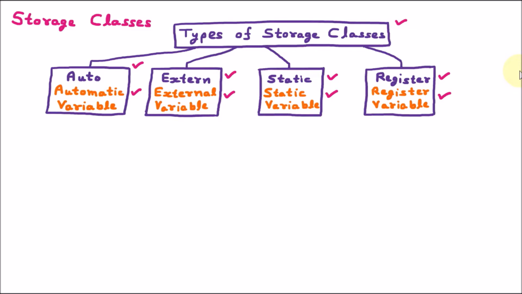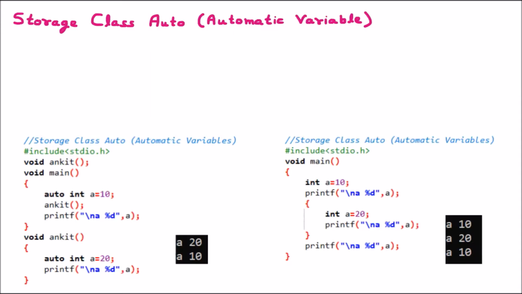So now we are discussing the first type of storage class, which is auto, or the automatic variable. If we talk about the storage class auto, we have the automatic variables. Automatic variables are the local variables or the internal variables. Local variables, or internal variables, or automatic variables, these are the variables which are declared inside the function.